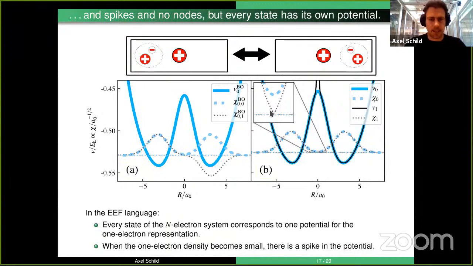Now, what I want you to take away from this is that for our exact electron factorization, there are two important points. The first one is that in principle, every state of this n-electron system corresponds to an individual potential for the one electron system. And also, when this one electron density becomes small, there can be a spike in the potential. It doesn't have to be, but there can be. This spike is related to the fact that our wave function never really becomes zero, so we do not have nodes. We cannot really change the sign of the wave function.